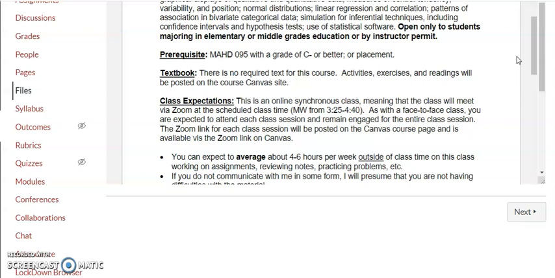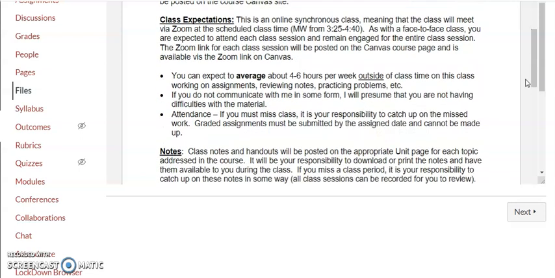This is an asynchronous class, so a few expectations. I do expect you, as you would in a face-to-face class, to be at class each day. What I found, and we'll talk about this in the semester, is that correlation is a measure of how related variables are. There is a high correlation between students that attend class each day and students' grades. What that means is the more that you attend class, the higher your grades tend to be. So I expect all of you to be at class each day.